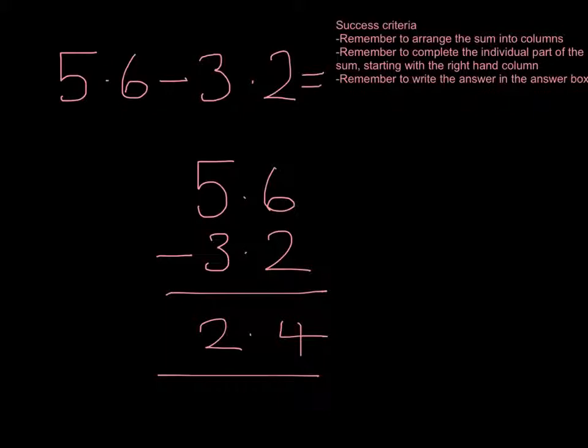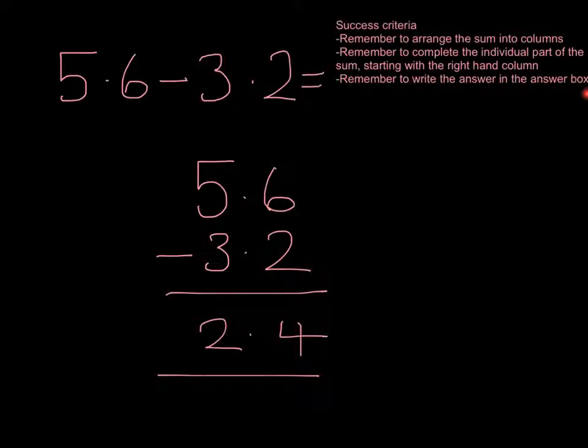Have a think for 10 seconds. Think carefully about how this sum has now been set out. You're right, well done. I've taken the digits 5 and 3 and placed those into the units column, and the 6/10 and 2/10 placed into the tenths column.